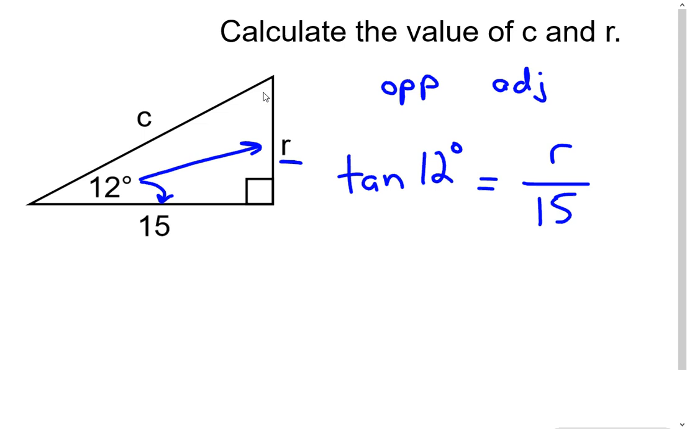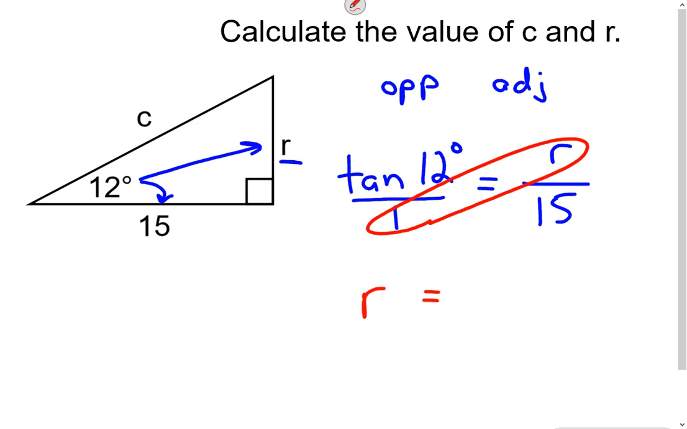Now, I like to turn it into a proportion, so I would take this tangent of 12 and put it over 1, because that doesn't change the value. It just makes it look like the proportion that I like to solve. And I like to solve proportions by cross-multiplying. So I cross-multiply this way, and that works out really nice. That is just R. Now, when I cross-multiply this way, that's a little different story. This is where I go to the calculator.